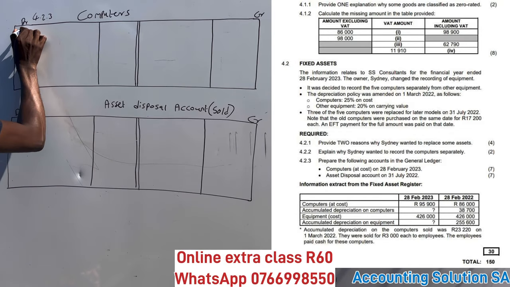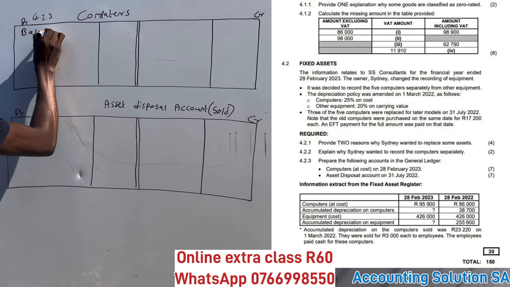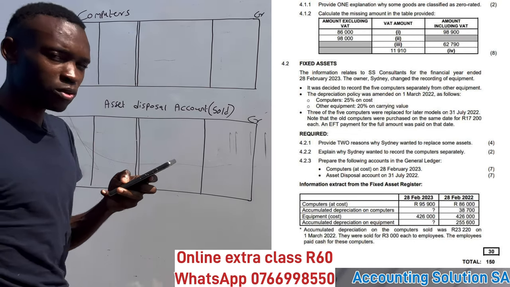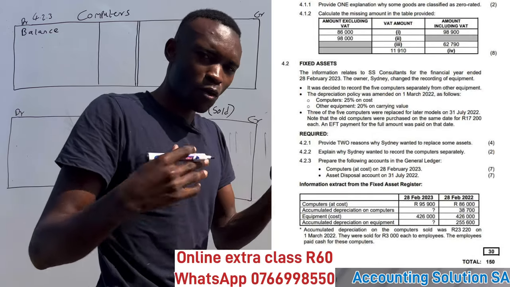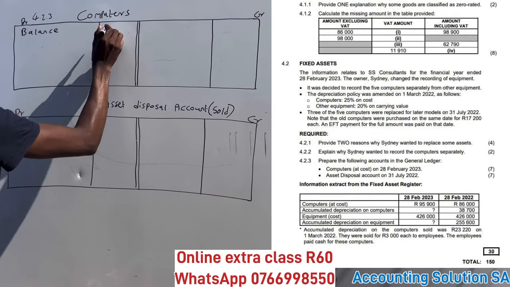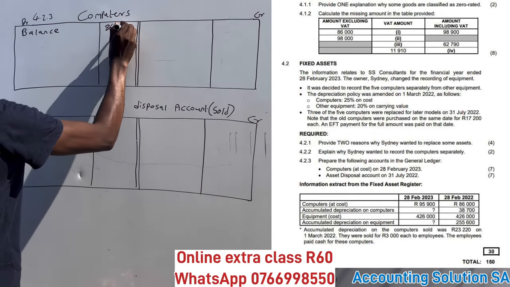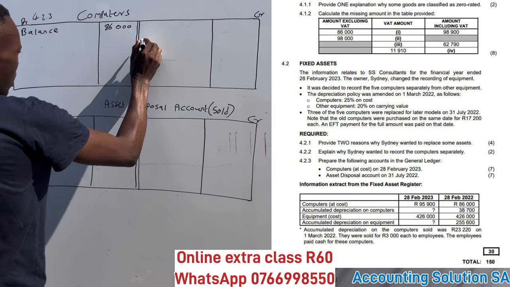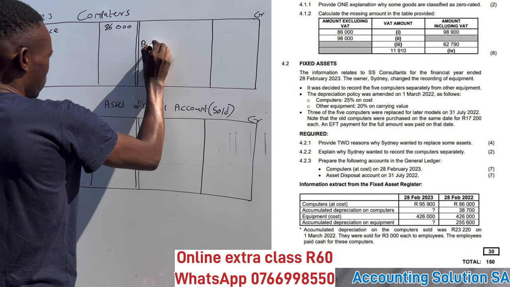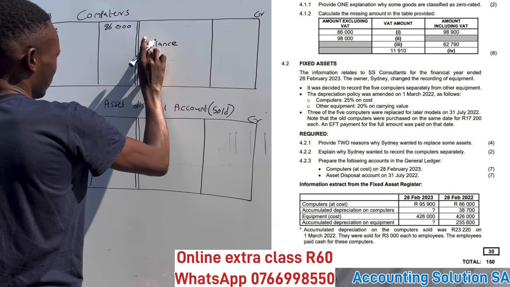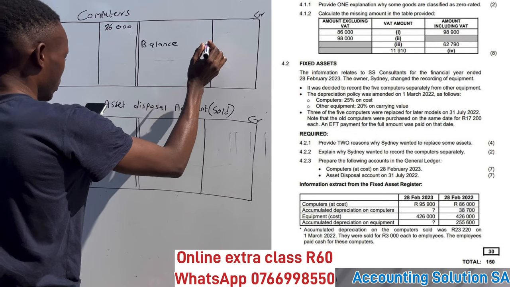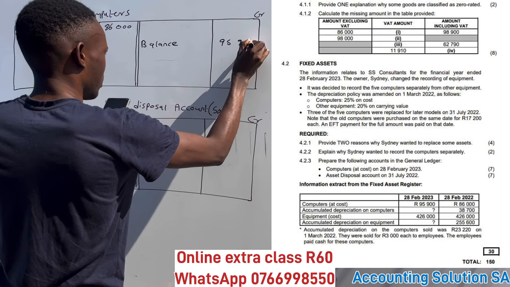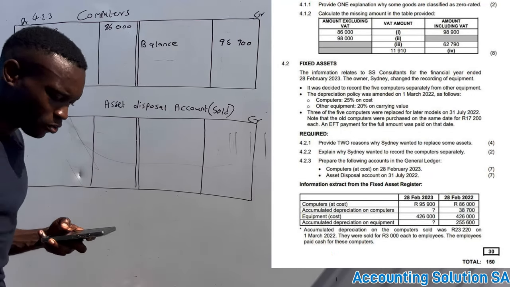We're going to have the opening balance, and the opening balance is given, which is 28 February 2022. The balance of last year is the opening for this year: 86,000. And the closing balance is also given, which comes this side: closing balance of 95,000, which means that the balancing figure will be the other amount in this case.